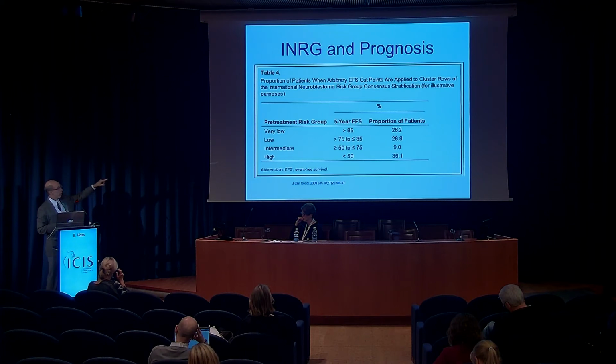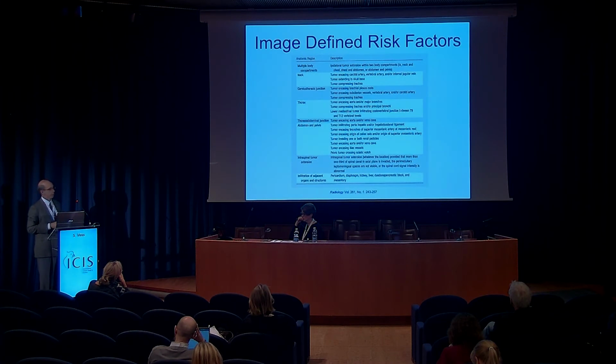So certainly those with very low-risk disease had much higher event-free survival, required less therapy, less aggressive therapy, and potentially less toxic therapy, as opposed to those with high-risk disease.